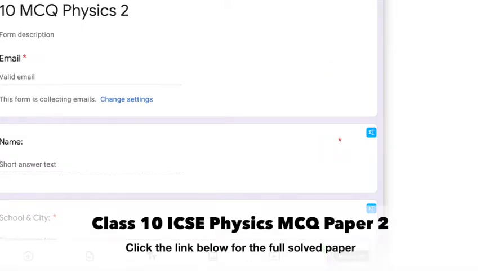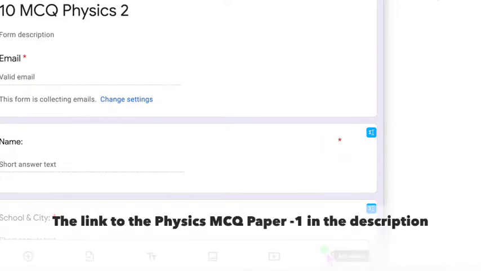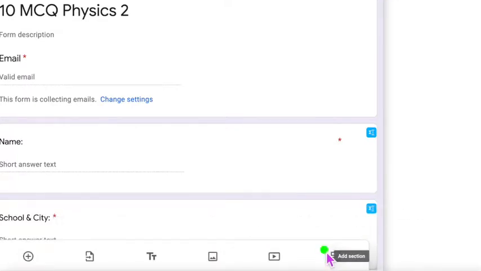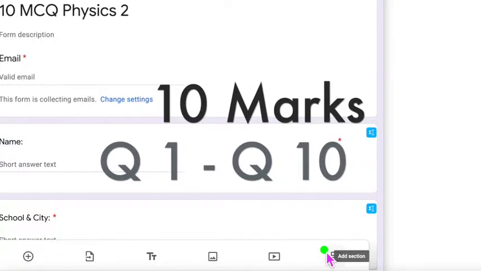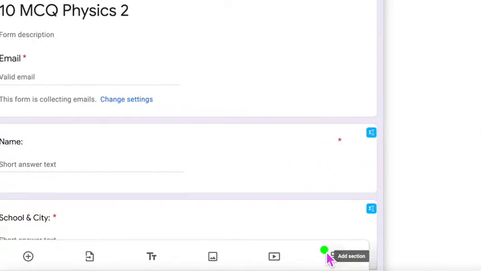This is the class 10 physics MCQ sample paper 2. I have already uploaded the physics MCQ paper 1. The link of that paper is in the description box. In this video, I will be solving 10 marks worth of this paper. And if you want the solution to this entire paper, then click the link below.